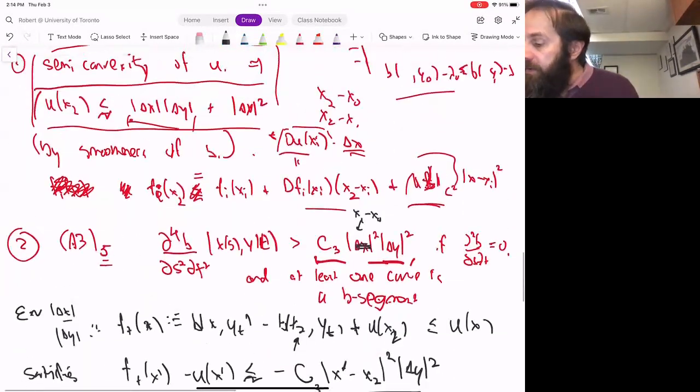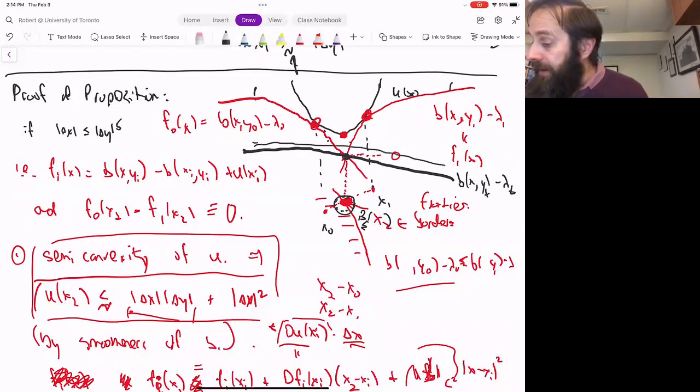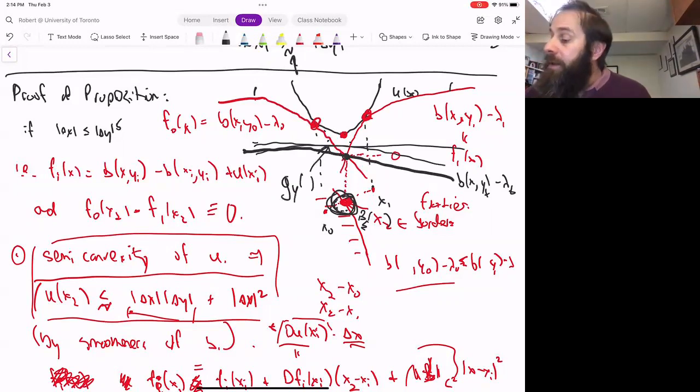And so somehow the idea here is to check on the boundary of this ball that I can bump this thing up a little bit and then tilt it a little bit too. I can tilt it a little bit by moving y a little bit away from y2, but it still stays underneath u on the boundary of this ball. And that means that u minus this thing, this gyx, is positive on the boundary of the ball.